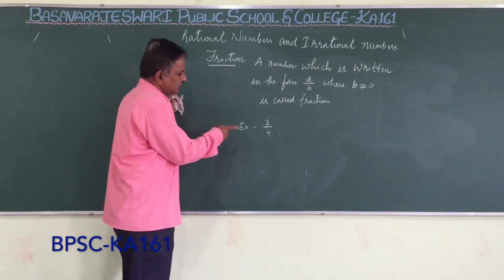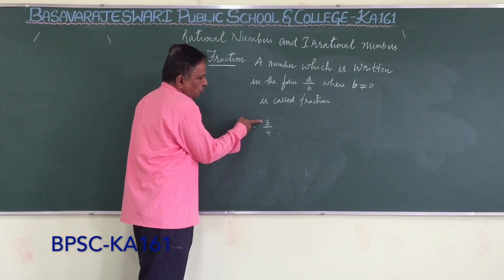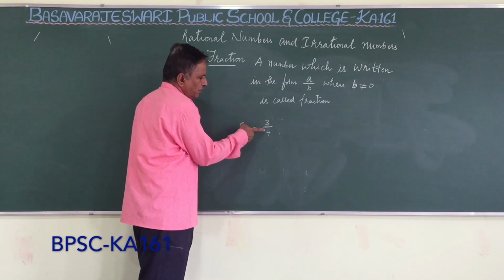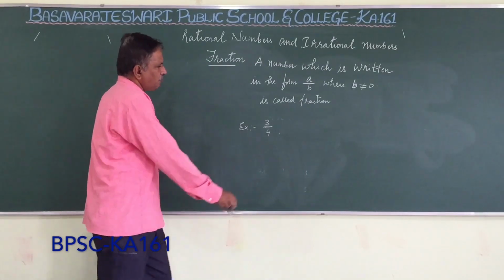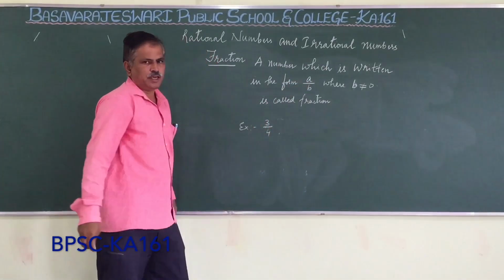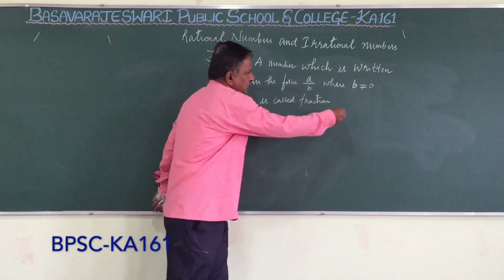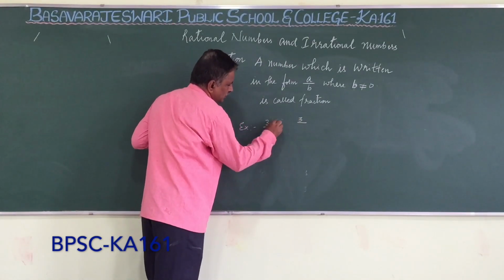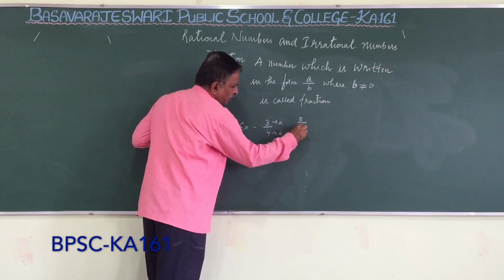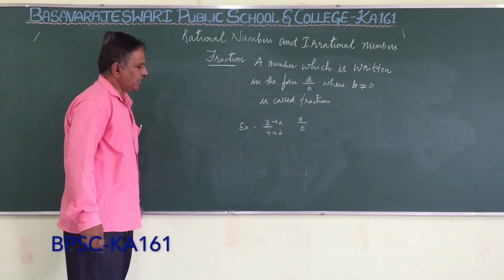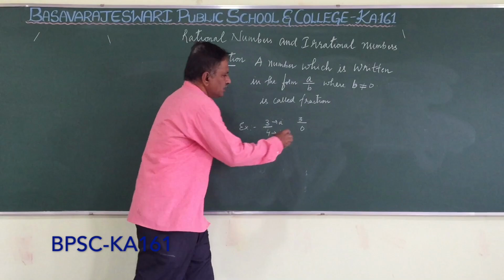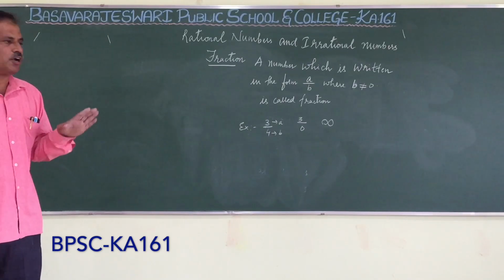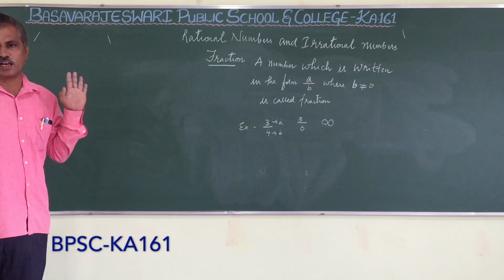We know that for a fraction, the one which we write at the top is called the numerator, and the one which we write below is called the denominator. Definitely it is in the form of A by B only. Very clearly it is mentioned that B should not be equal to 0. Suppose I take B as 0, then a number divided by 0 is infinity. Infinity means it is not defined, it is meaningless.